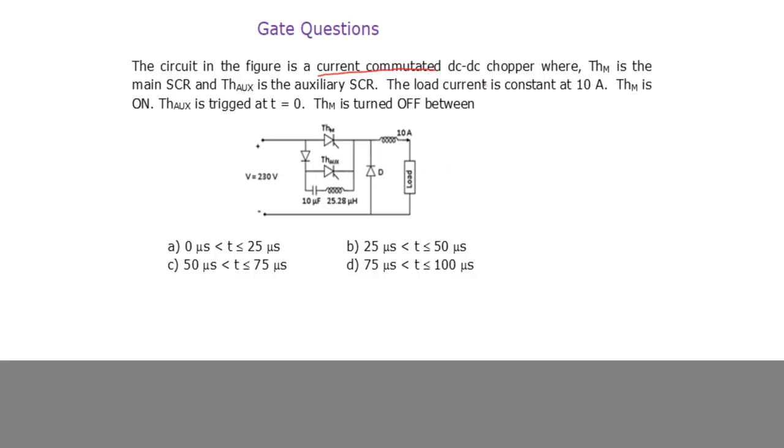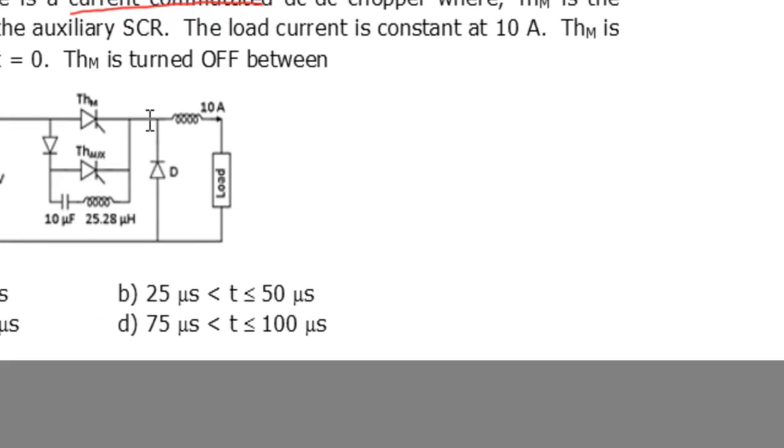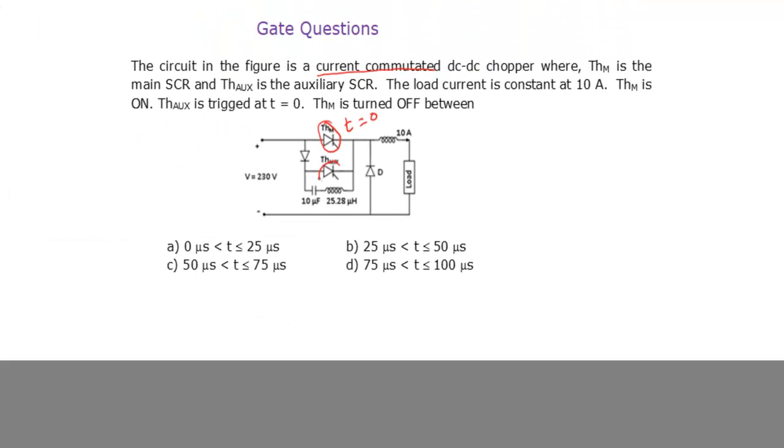It's already given, but again I'm telling that. Where THM is the main SCR and TH-aux is the auxiliary thyristor. The load current is constant at 10 ampere. THM is on and the auxiliary thyristor is triggered at T equal to 0. That means both the thyristors are turned on together. This thyristor is triggered at T equal to 0 and this thyristor is also triggered at T equal to 0.